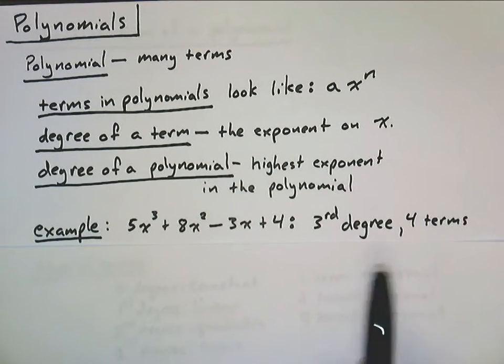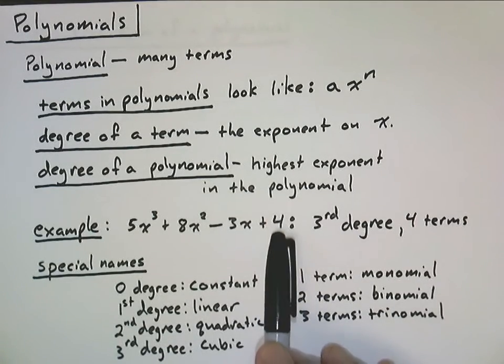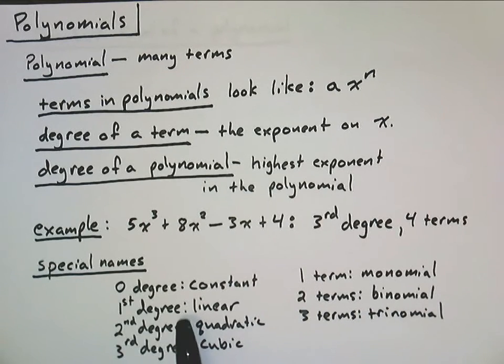Now, certain numbers of terms and certain degrees have special names which we want to use so we don't sound goofy when we're talking about these things, and we can all communicate clearly. And they are these. So a 0 degree term, or a 0 degree polynomial, is going to be a constant. So this term is called the constant term. Okay? Because it doesn't change, it's constant because it doesn't have a variable in it, so therefore it doesn't vary. A first degree term, or a first degree polynomial, is called linear.